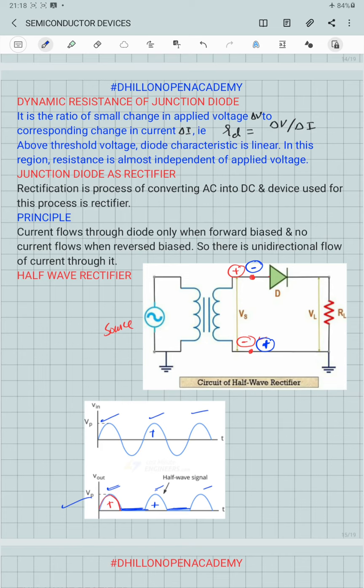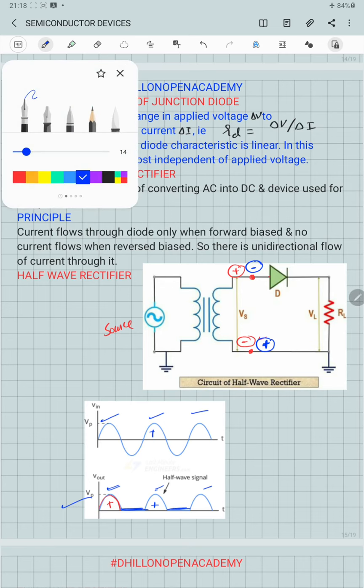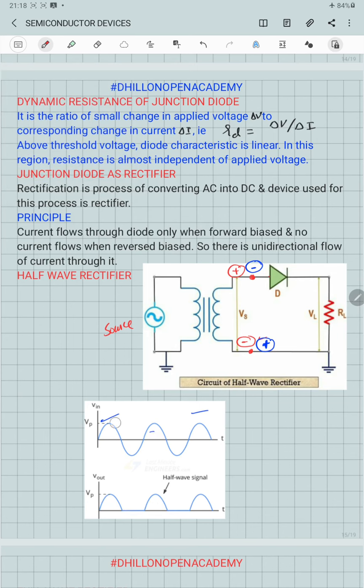We call this the half wave rectifier because it allows only one half of the complete AC cycle to pass through it, while it blocks the other half, that is the negative half cycle of the AC cycle. In this case, the output voltage that is obtained here is a pulsating DC voltage. It is not a constant value, but it is a DC voltage like this.